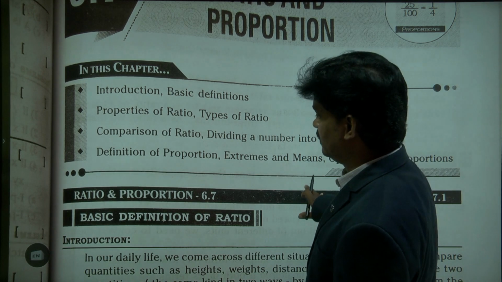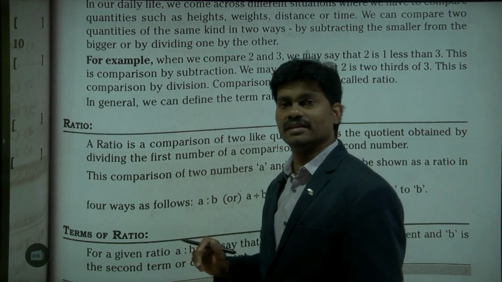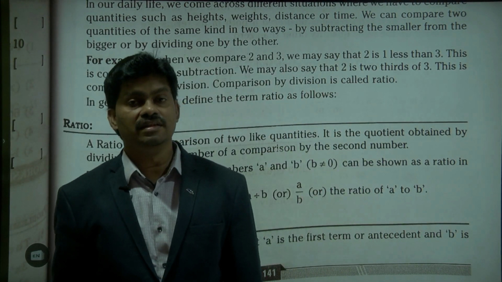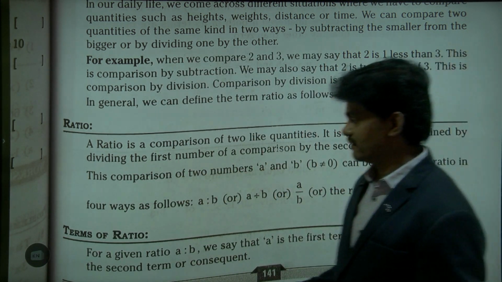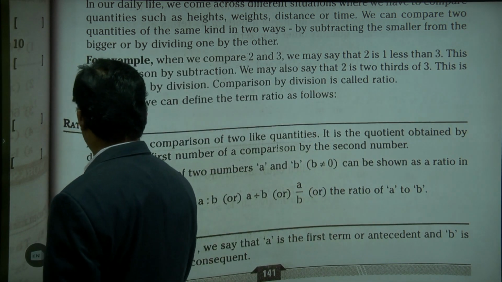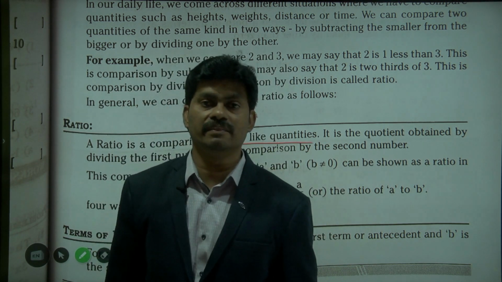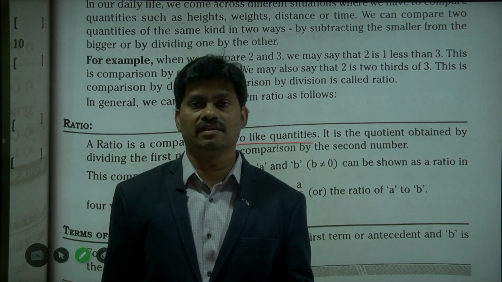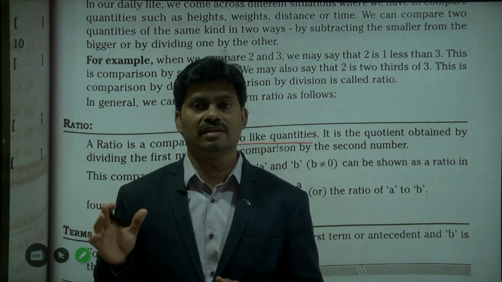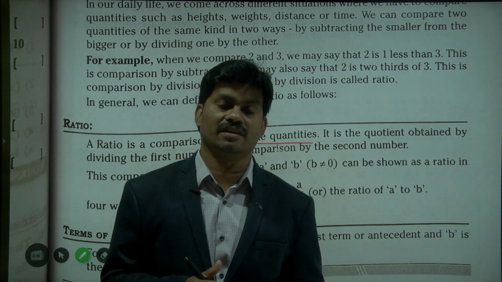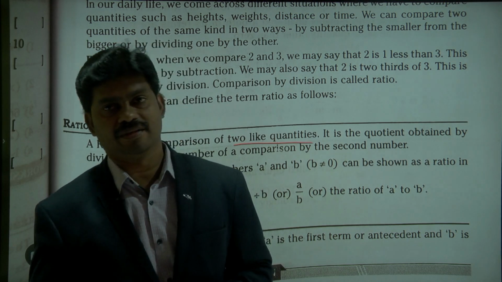First of all, let's see the definition of a ratio. As I said, ratio is a comparison in division form. A ratio is a comparison of two like quantities. What is meant by like quantity? Like in the sense same quantity. So I can compare 2 meters and 5 meters, but we can't compare 2 meters and 5 kilometers because there should be like quantities. We have to convert the given quantities into like units, that means same units. Then only we are able to compare them.